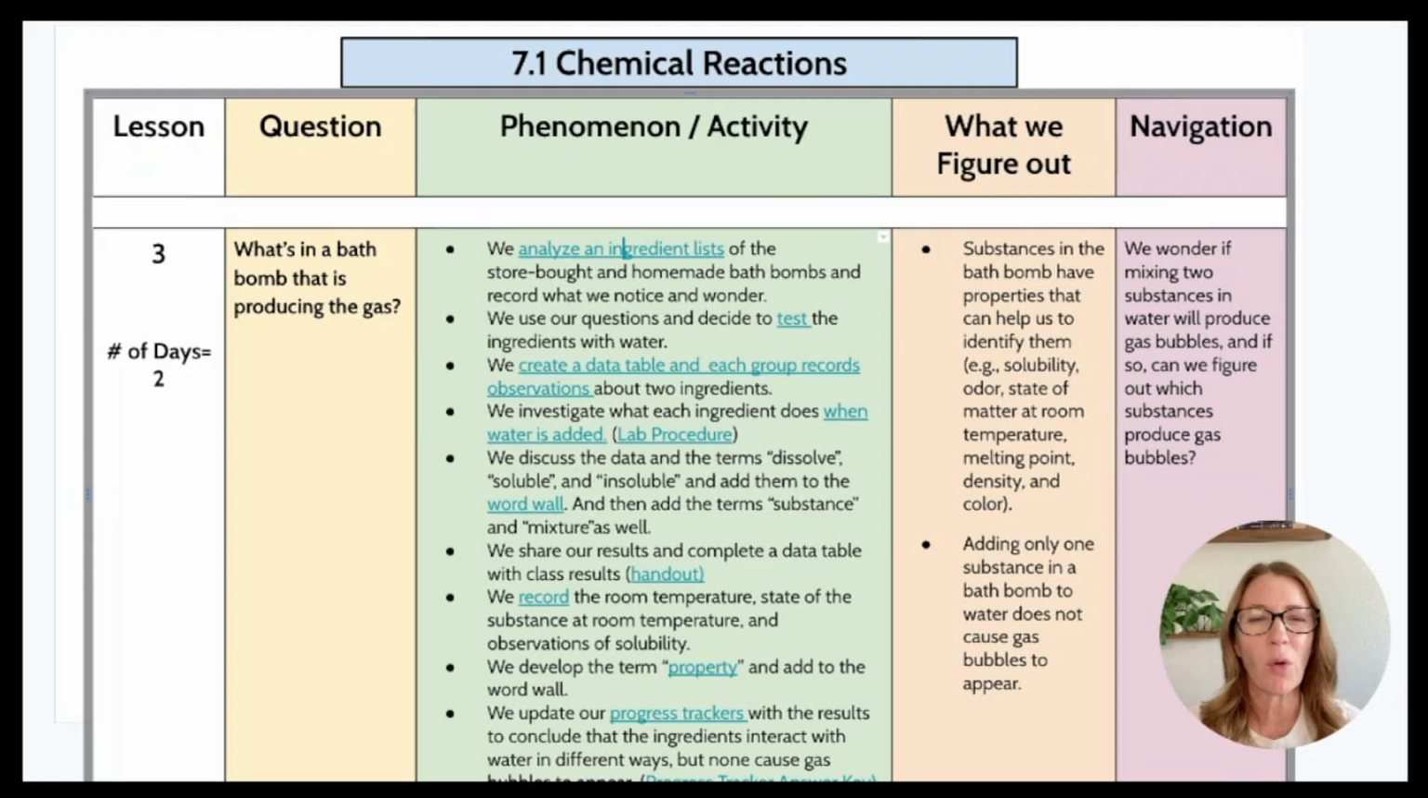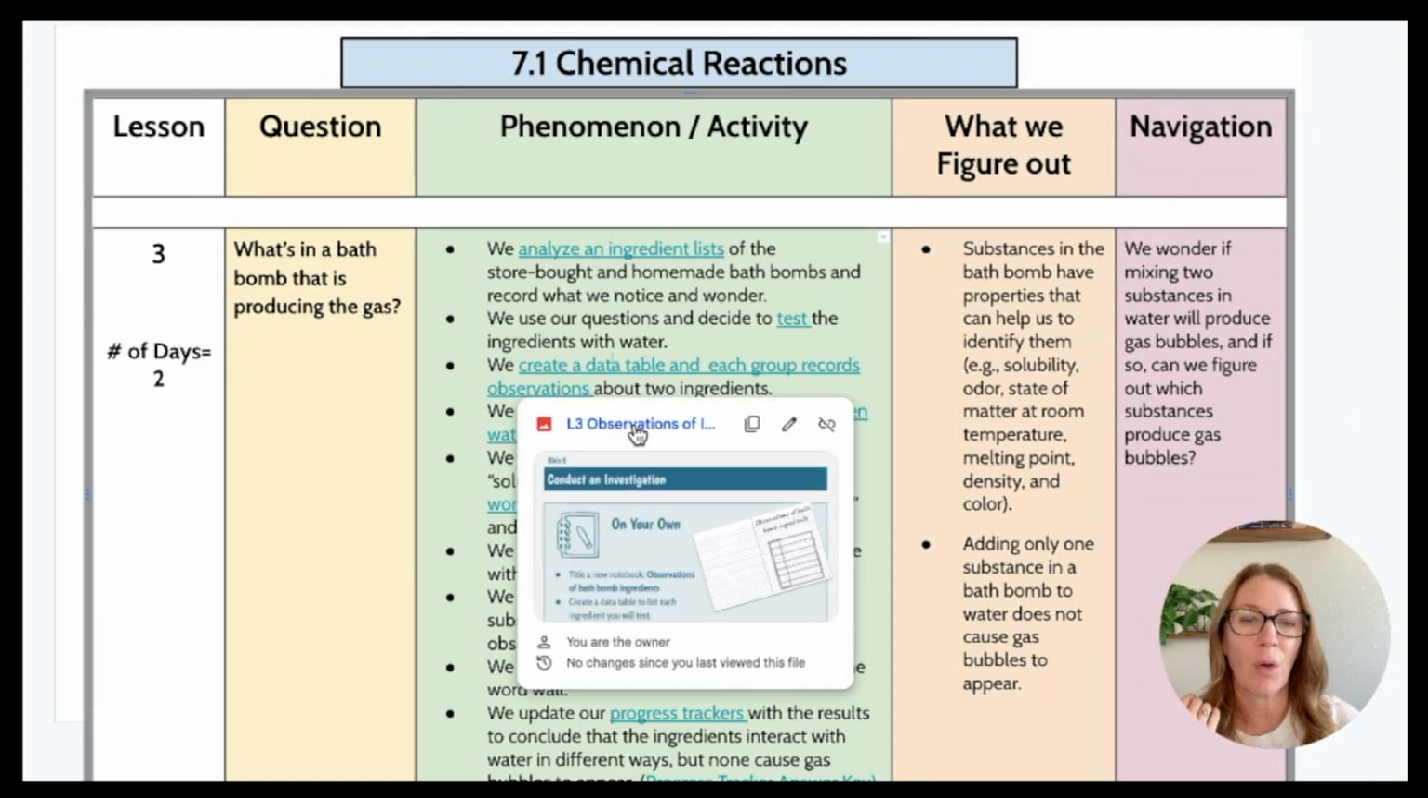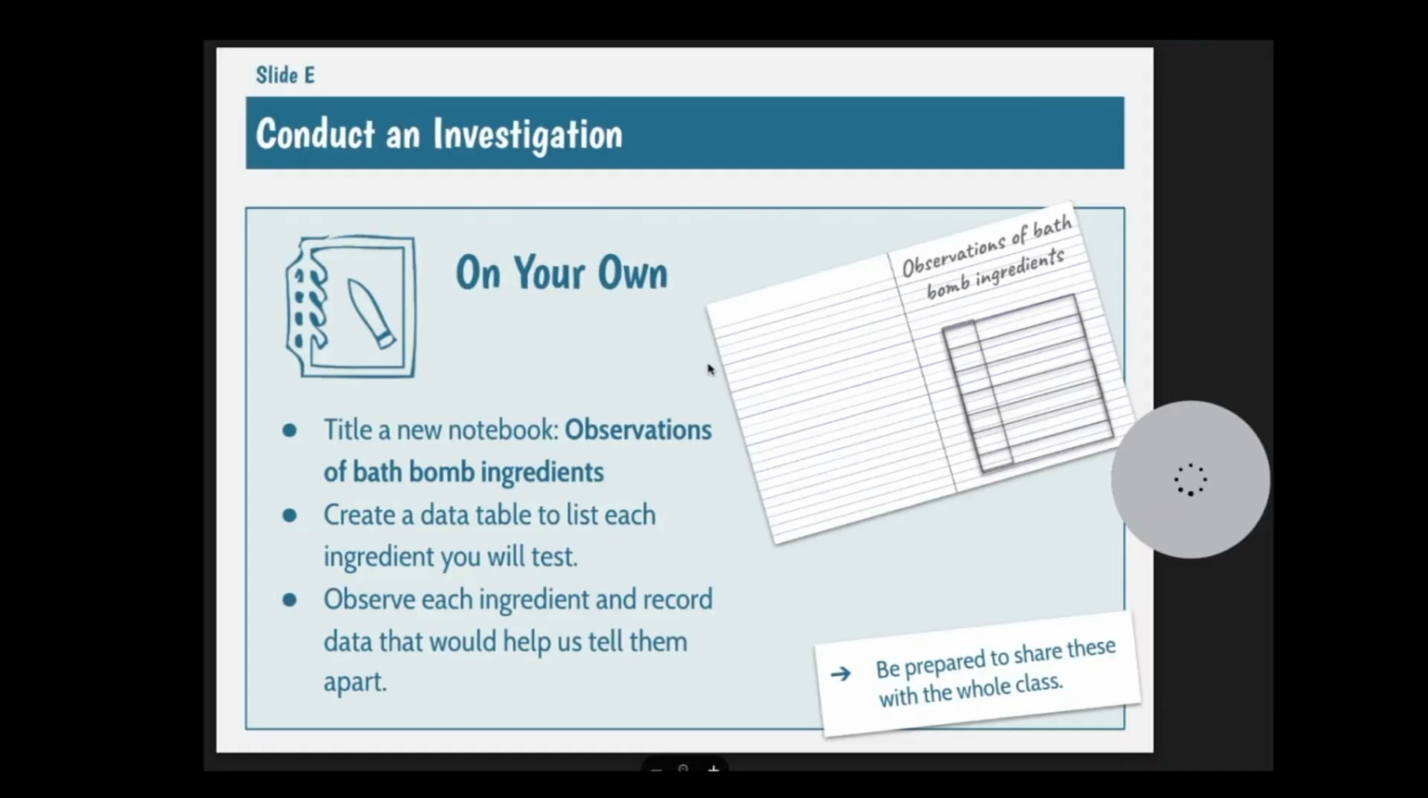And then we look at our questions and we realize what should we do? What investigation ideas should we do? Maybe we should test them with water because maybe one of these ingredients makes bubbles with water. Let's find out. And so we decide, first of all, we create a data table and we're going to make observations of the ingredients before we add them with water.